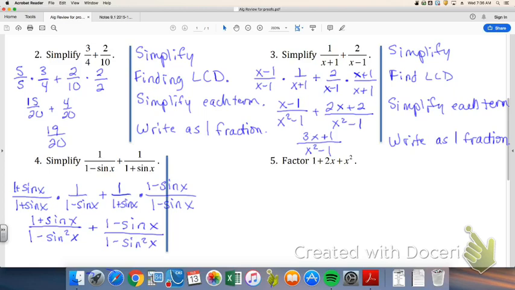So 1 plus sine x plus 1 minus sine x, what does that give me? 2. 1 plus 1, 2. And then sine of x minus sine of x, cancel. So I have 2 over 1 minus sine squared of x. So were those steps any different? Not at all.